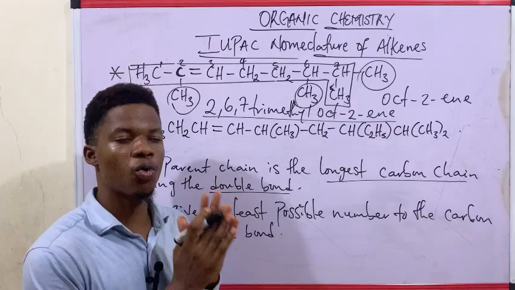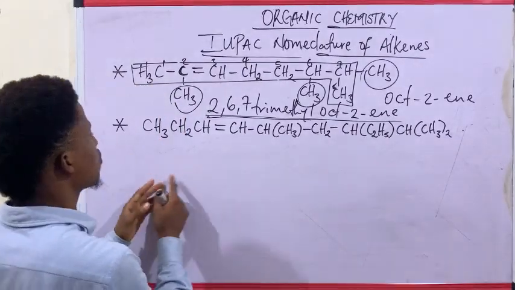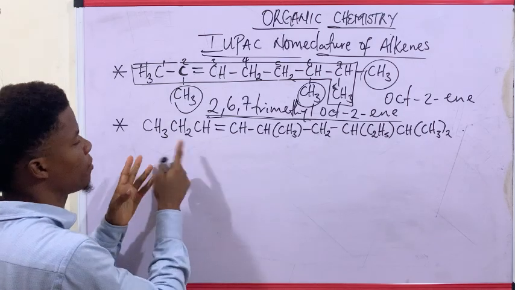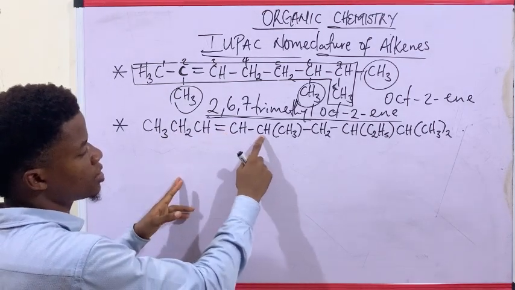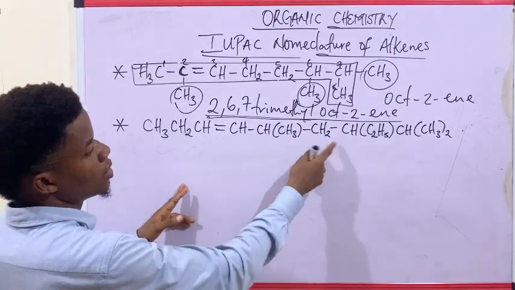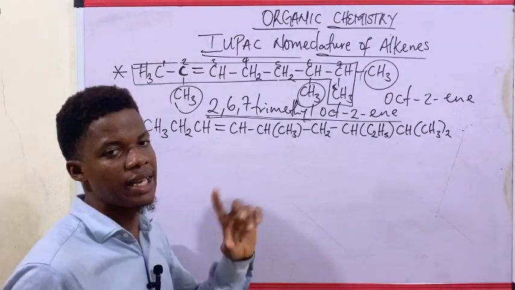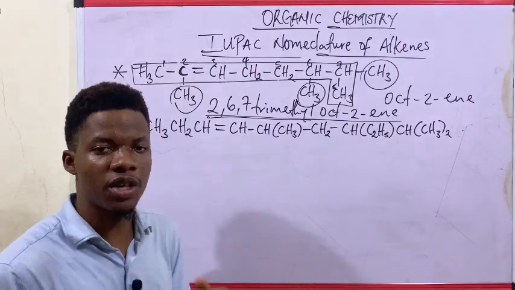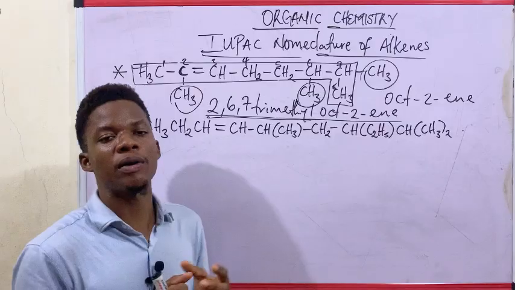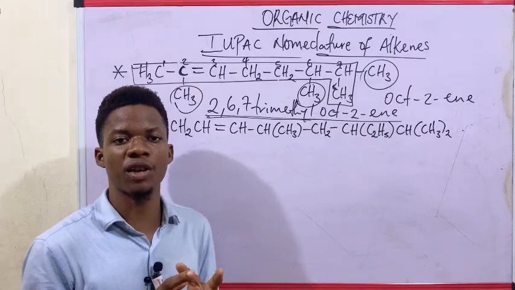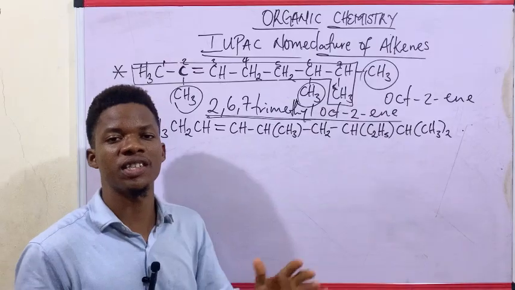Now, let us answer question 2. Question 2 is the IUPAC name for CH3 CH2 CH double bond CH CH, with CH3 in brackets, and all of this. Now, this compound is a condensed compound. Why do I call them condensed compounds? Because these compounds are not fully shown. Some of the things are not fully shown. And in order for you to properly name a compound like this, you need to open those things in brackets.